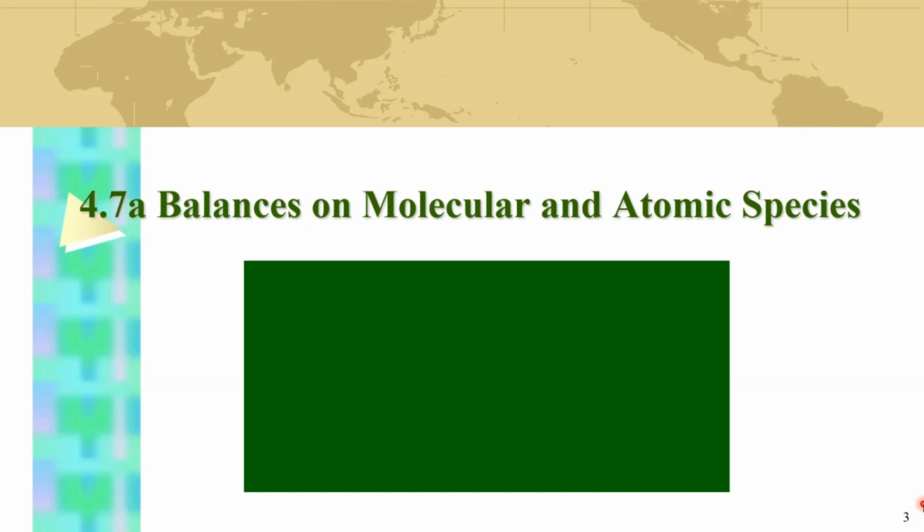Using molecular species. So now we think of using atomic species balance. That might be another way to do it. Actually, in section 4.7, we are going to introduce you to three methods to do the balances related to chemical reaction. The first one is extent of reaction.